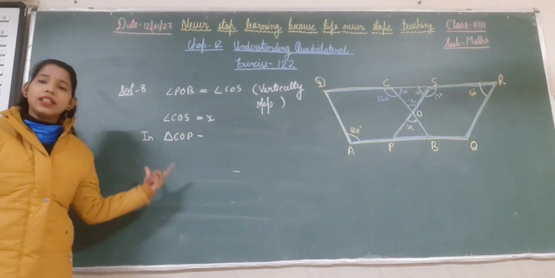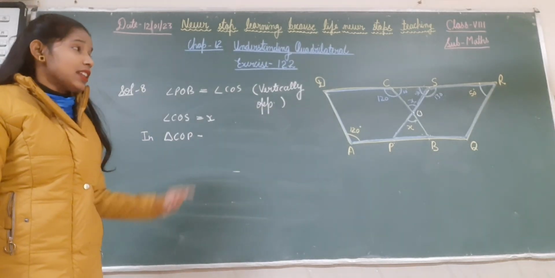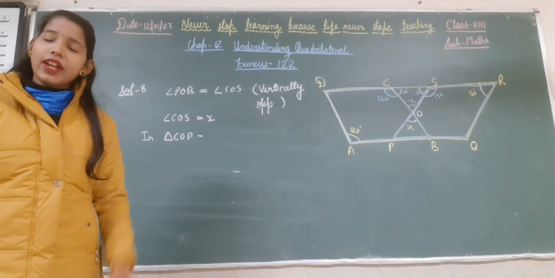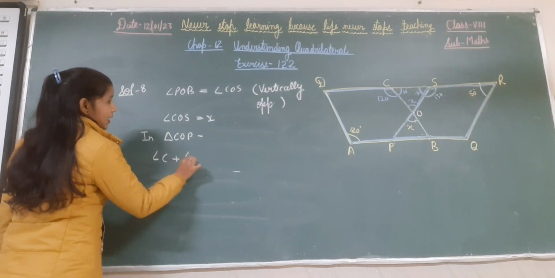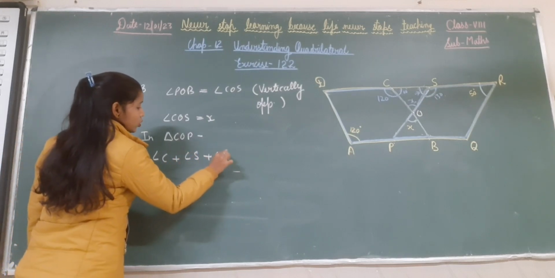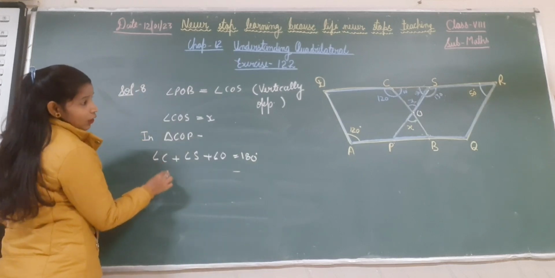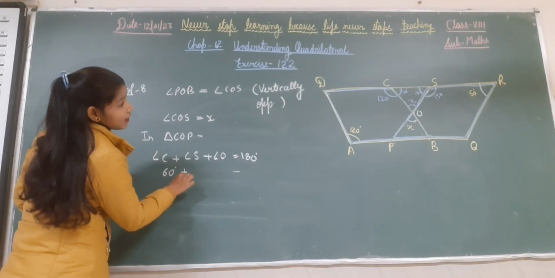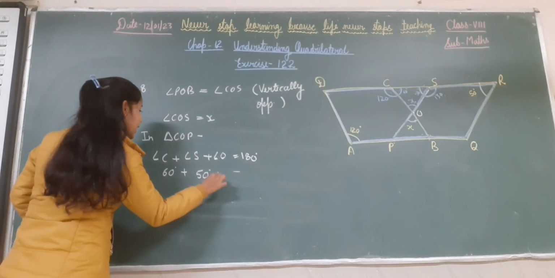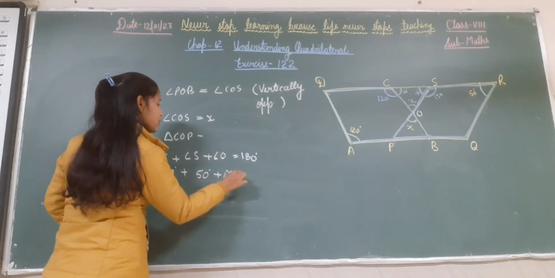We will use here the angle sum property of triangle. Okay class, angle sum property of triangle is saying the sum of all the angles of the triangle is 180 degree. So we will write down angle C plus angle S plus angle O is equal to 180 degree. Angle C we have found that is 60 degree. Angle S we have found that is 50 degree. And angle O we have to find. And angle O is x. So x we have to find.